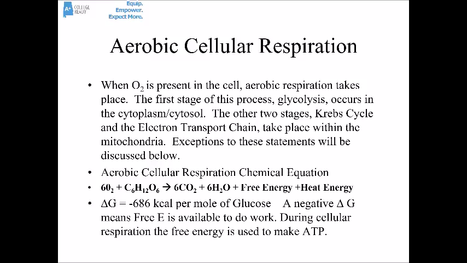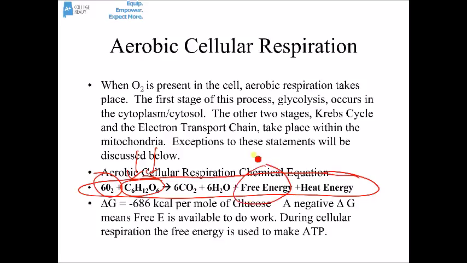Aerobic cell respiration has the chemical equation given here. So the reactants for aerobic cellular respiration are oxygen gas, glucose, and the reaction will produce the main product of free energy, which is usually captured in the form of ATP. It'll also create the waste gas, carbon dioxide, some water vapor, and some heat energy.